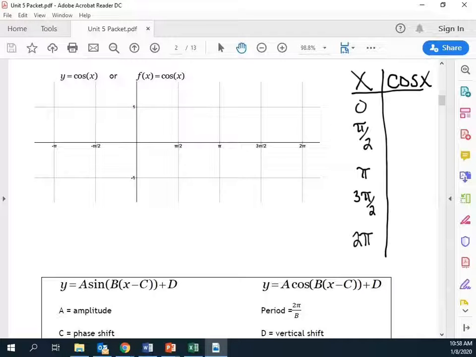Go back up to the circle. 0 is the positive x. Look at the coordinates for the positive x. I don't have a circle close by or else I would. Here. What's that coordinate right there? 1, 0, right? What's the x value there?